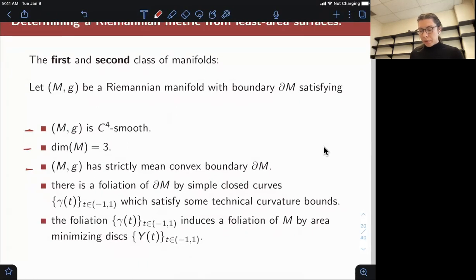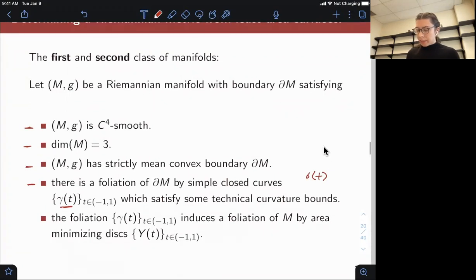And as I drew in the picture, I also assume that I have a foliation of the boundary by these simple closed curves. Recall I was calling these things gamma_t. Oh, I actually even put that here, wonderful. And this foliation of curves on the boundary moreover induces a foliation of the manifold itself by area minimizing disks. So all of these surfaces have the topology of the disk, and I'm calling these surfaces again with a capital Y_t.